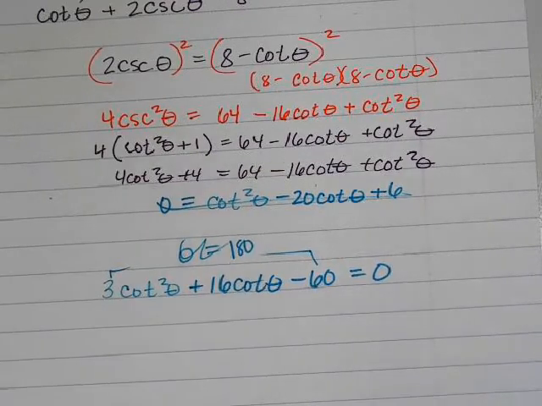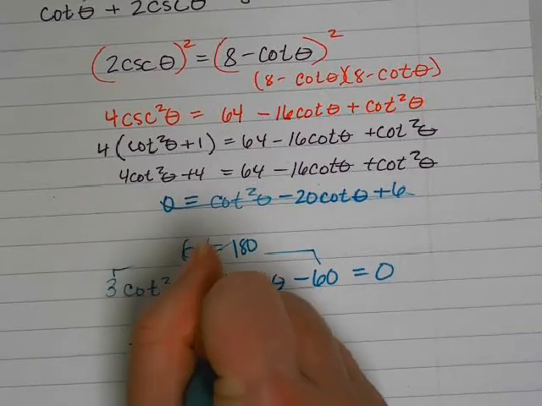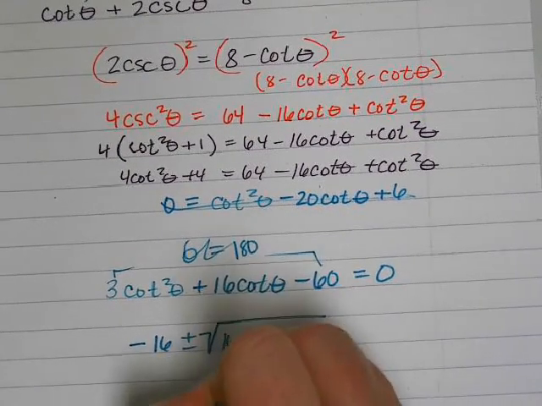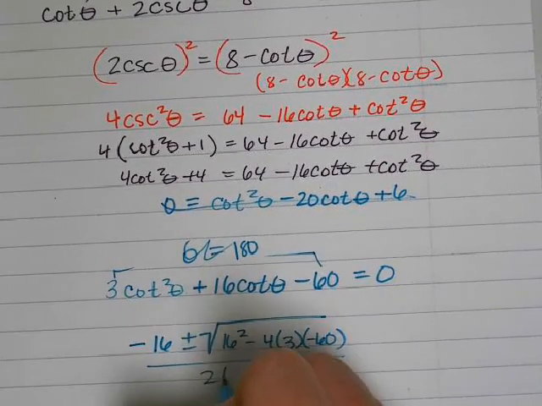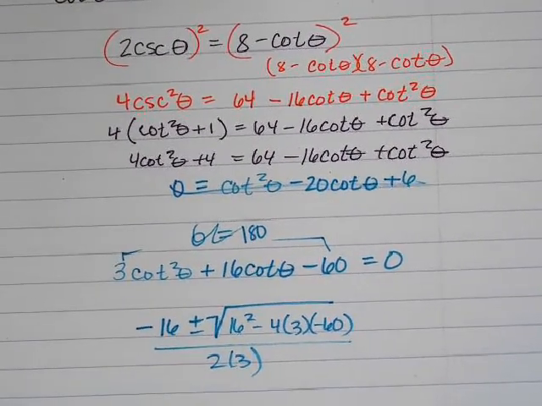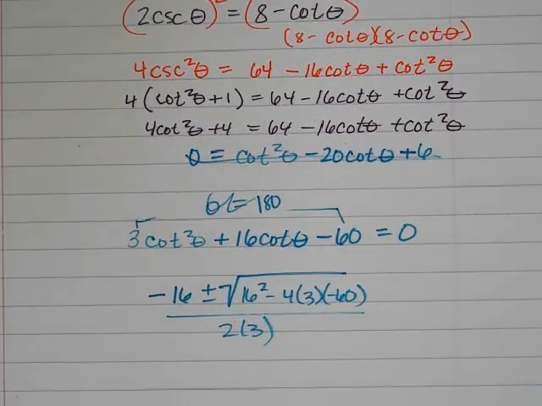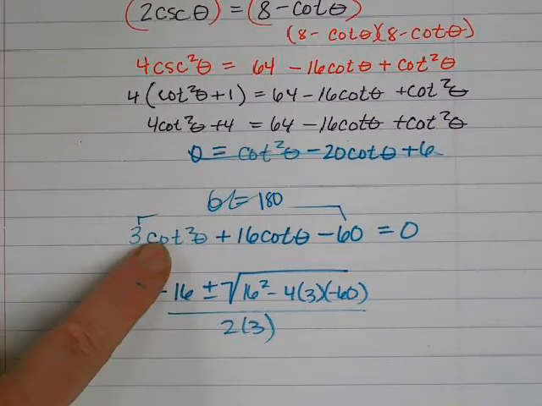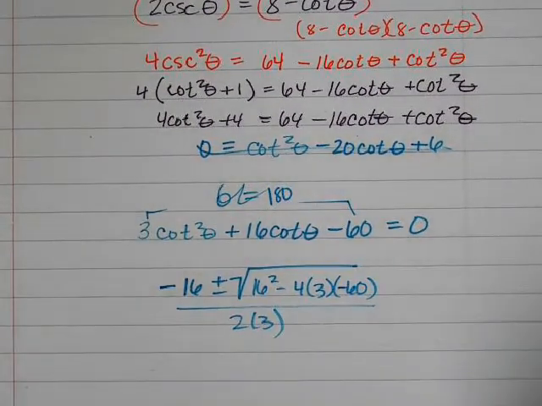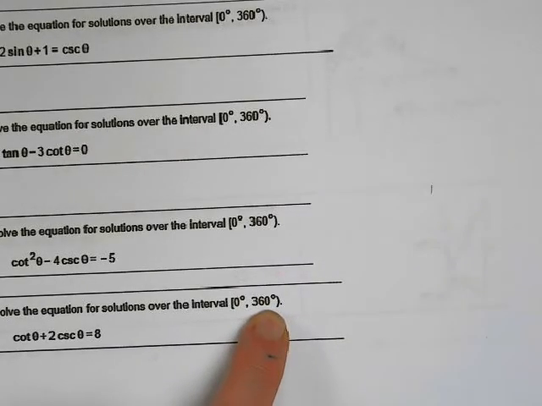So you have to use the quadratic formula. The quadratic formula is negative b plus or minus the square root of b squared minus 4ac, over 2a. Plug that all into the calculator and find the solutions. Because we're in terms of cotangent, you're going to end up arc cotangenting this. Just make sure that you stay on the interval of 0 to 360.